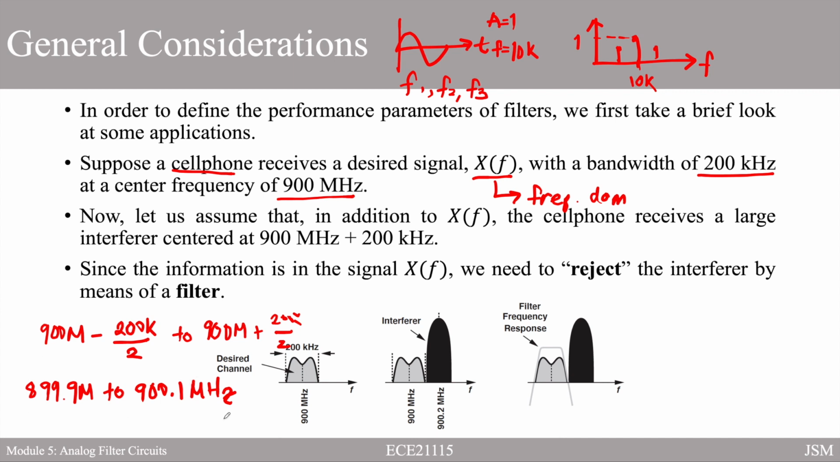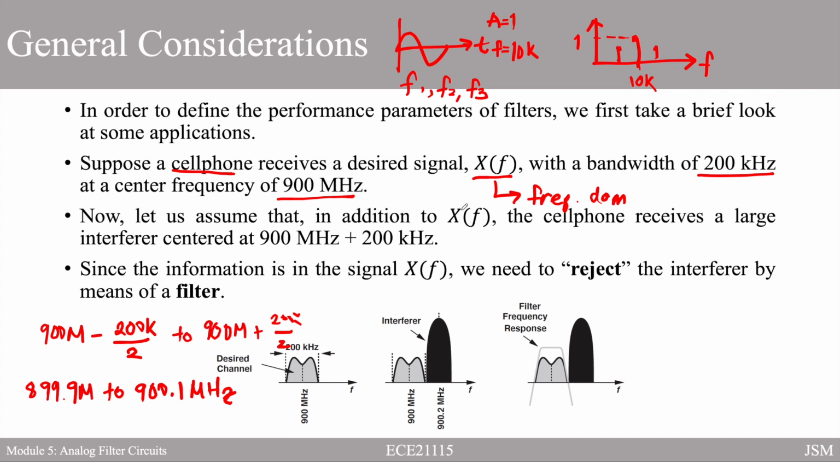So since ito yung desired signal natin, ito lang po yung gusto nating i-process sa cellphone natin. So ibig sabihin nun, wala tayong pakialam sa signals na may frequencies beyond this range. Dahil yung information natin is nandito lang sa range na to. So we will consider every frequencies na outside sa range na to be an interferer signal po.